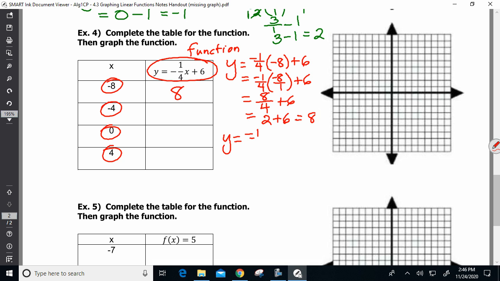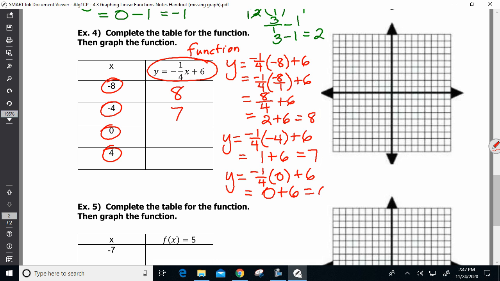Negative 4 would be the same thing. Negative 1/4 times negative 4 gives you a positive 1. 1 plus 6 gives you 7. Plug in 0. Remember, anything times 0 is 0, and 0 plus 6 is 6. And last but not least, negative 1/4 times 4 plus 6, that's negative 1 plus 6, which is 5.